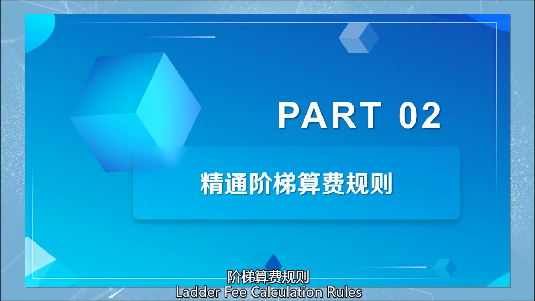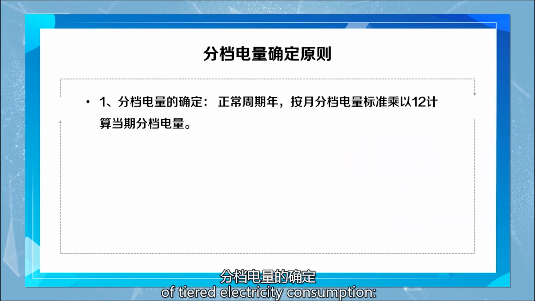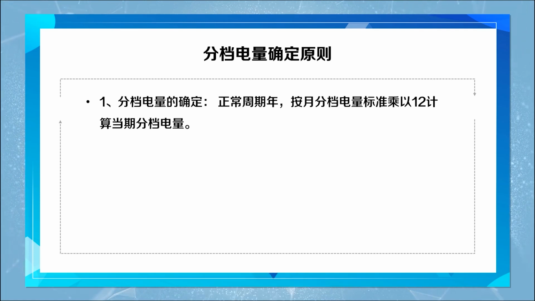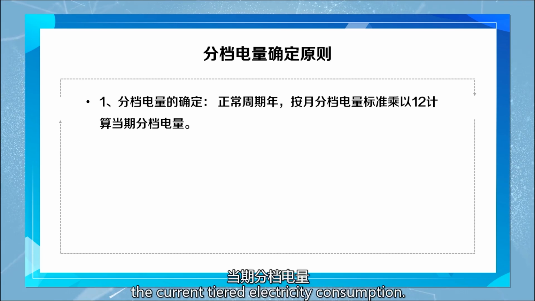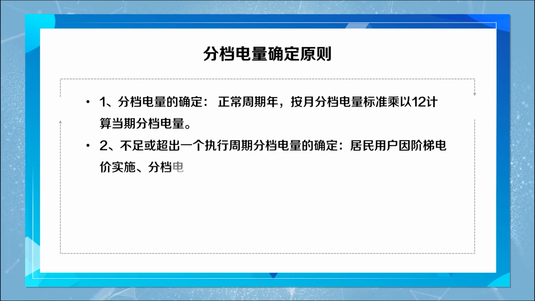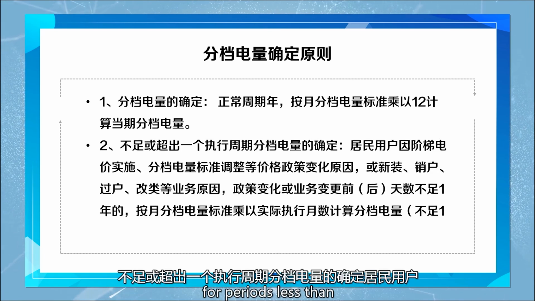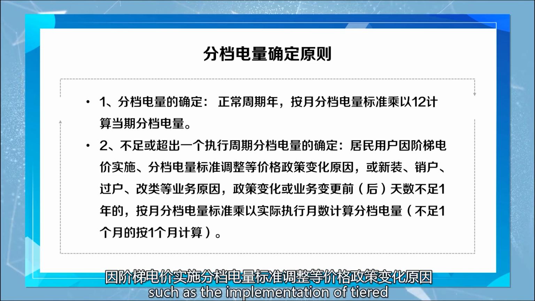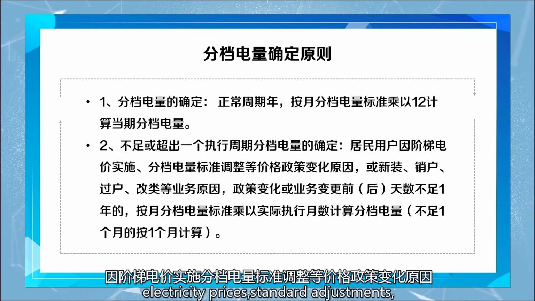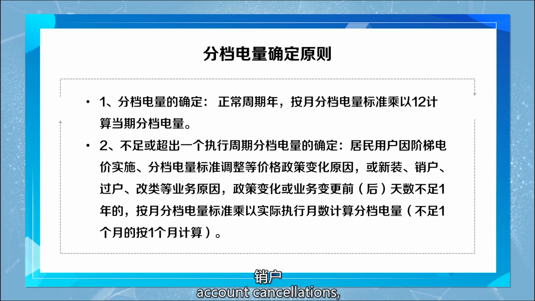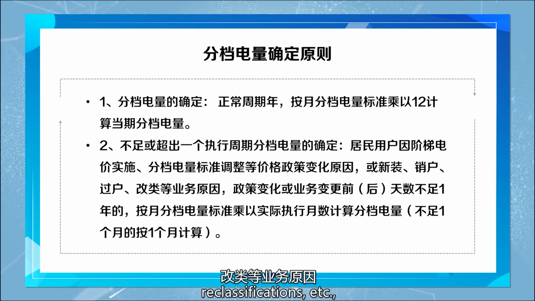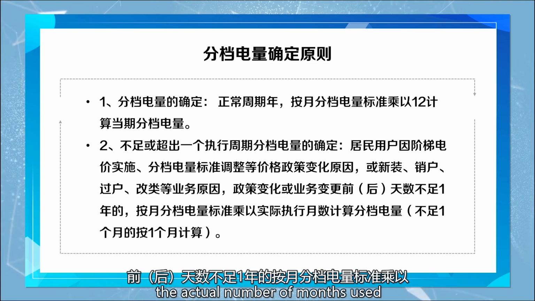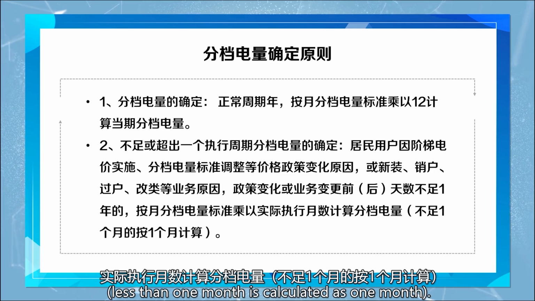Part 6. Ladder fee calculation rules. First, determination of tiered electricity consumption. For a normal annual cycle, the monthly tiered electricity consumption standard is multiplied by 12 to calculate the current tiered electricity consumption. Second, determination of tiered electricity consumption for periods less than or exceeding one implementation cycle due to policy trends such as the implementation of tiered electricity prices, standard adjustments, or new installations, account cancellations, transfers, reclassifications, etc. The tiered electricity consumption is calculated based on the actual number of months used. Less than 1 month is calculated as 1 month.